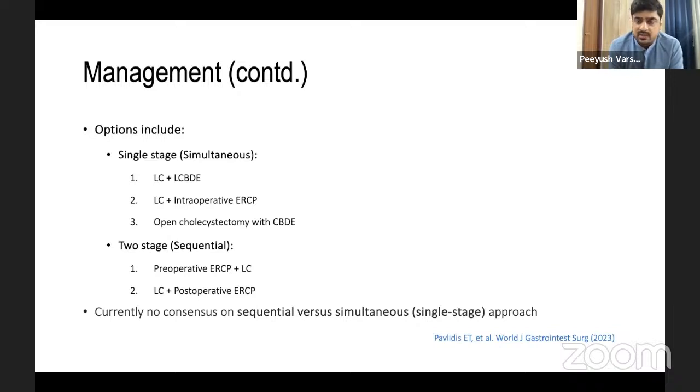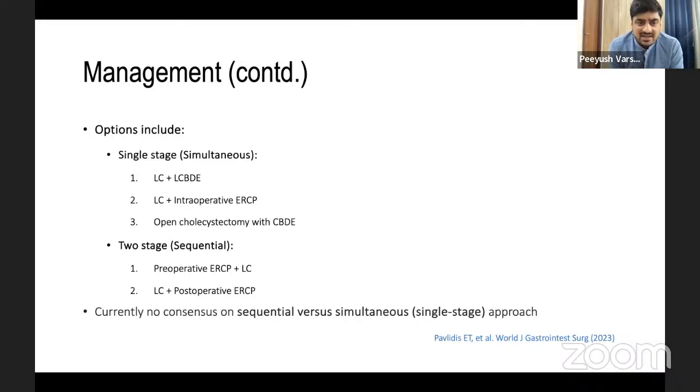Second simultaneous procedure is laparoscopic cholecystectomy with intraoperative ERCP. When I talk about simultaneous laparoscopic with intraoperative ERCP, it means that with a single anesthesia, either with a rendezvous technique or directly cannulating the ampulla, the CBD is cleared with low risk, low insufflation. So this is one of the preferred modalities as recommended in the literature. Third is the open cholecystectomy with open CBD exploration, which has specific indications that I will deal with in subsequent slides.